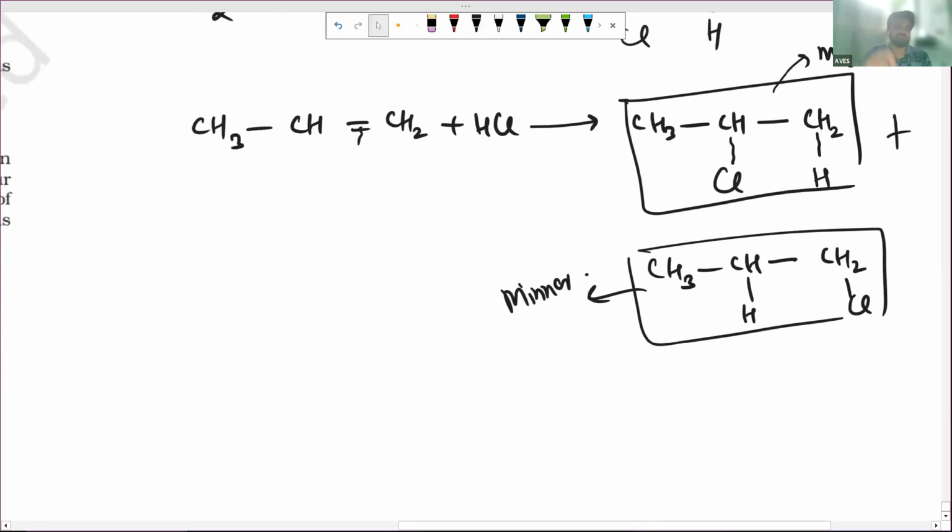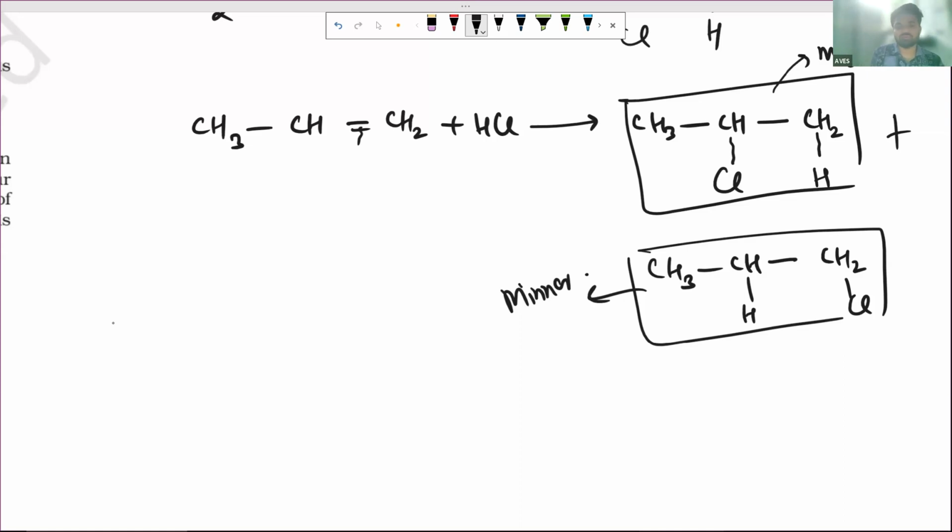The Markovnikov rule that you have studied in the 11th standard. According to the Markovnikov rule, when an alkene reacts with HX, like HCl, HBr, in that case the halogen group will attach to that carbon which is going to have fewer hydrogens. Okay, understood? Fewer hydrogens.